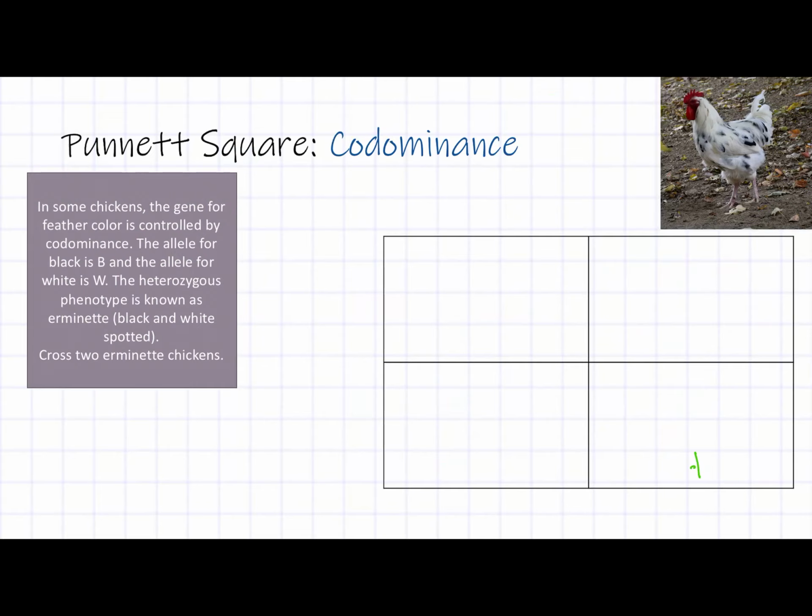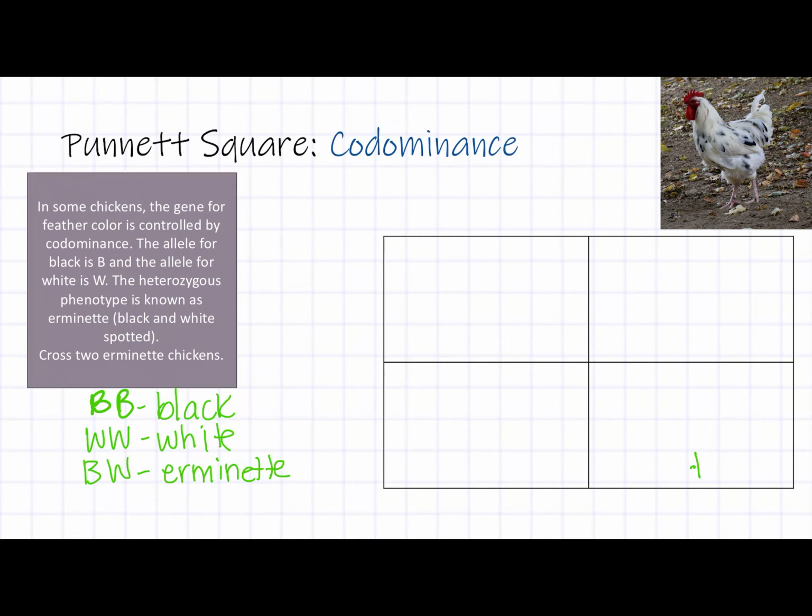So now try this one in feather color genetics, where you can be black, white, or erminette, which is the spotted. Okay, so let's check your work. If you've got these, you're black. If you've got this, you're white. And if you've got the black-white, you are erminette.